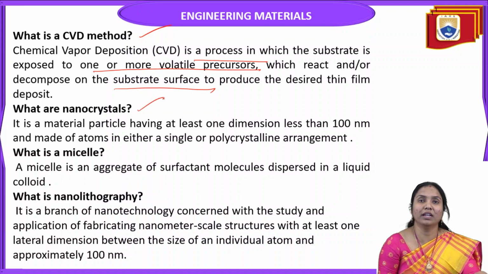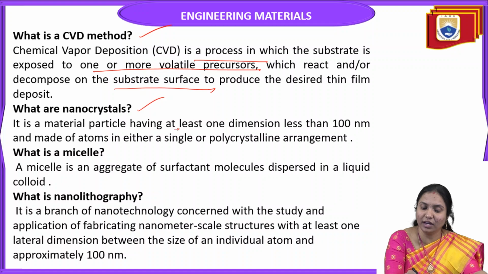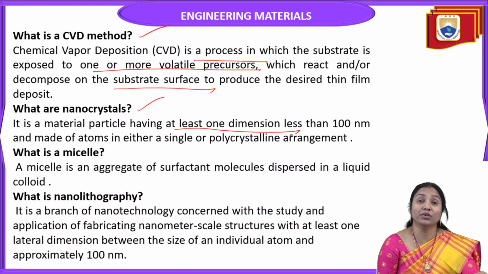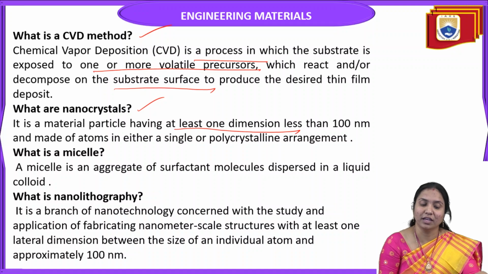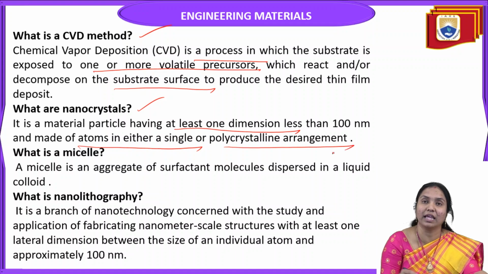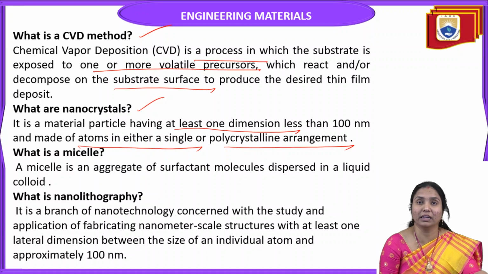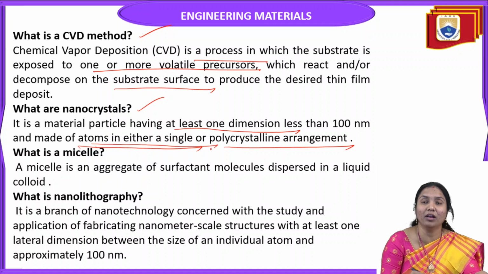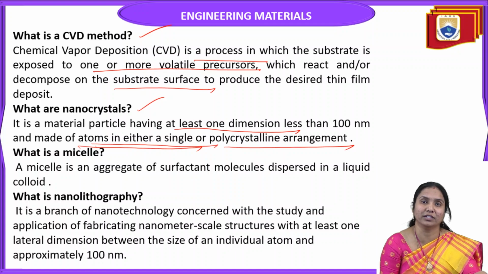Next, what are nanocrystals? Nano means very small particle. A nanocrystal is a material particle having at least one dimension less than 100 nanometers and made of atoms in either a single or polycrystalline arrangement.